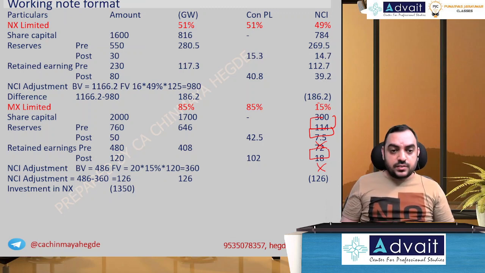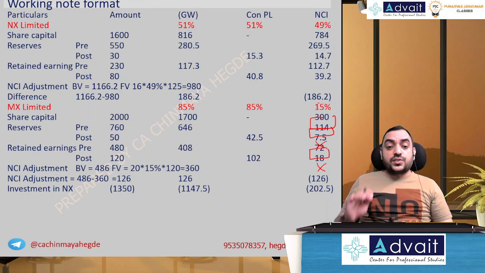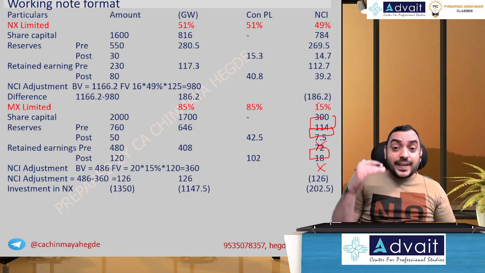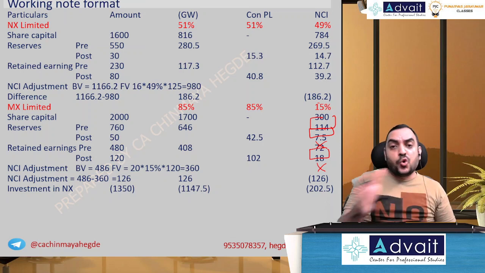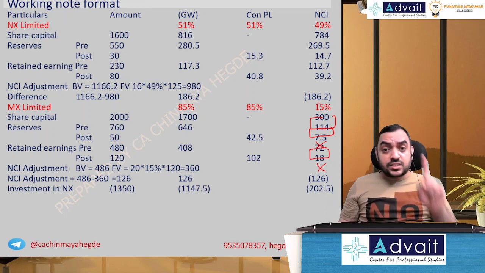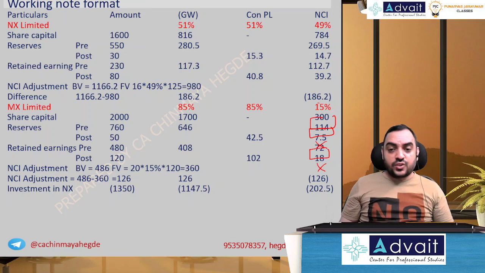1350, 85%, 1147.5, and remaining 15%, 202.5. This is the one extra element that will come, which will not come in other situations. In case of chain holding, the intermediary investment also has to be distributed between holding company share and NCI share, an extra line in case of chain holding. Yes, that's it.